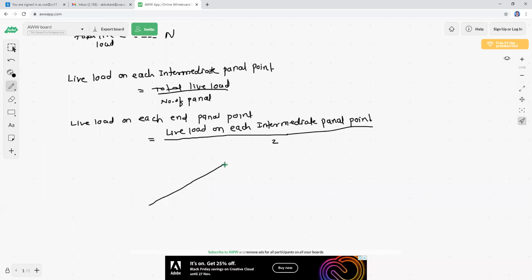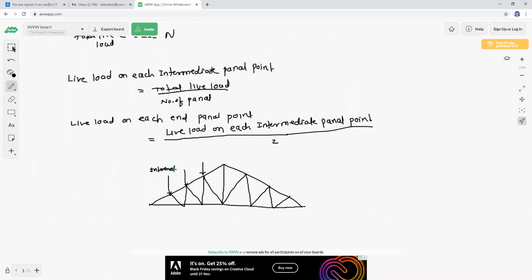If you draw this truss, everyone please draw this. So this is the truss and these are the panel points. This one and this one are the intermediate panel points. So this live load on each intermediate panel point, this calculation comes here. These are the intermediate panel points and this is the end panel point. So whatever load calculation will come here, that load calculation we have to show here.